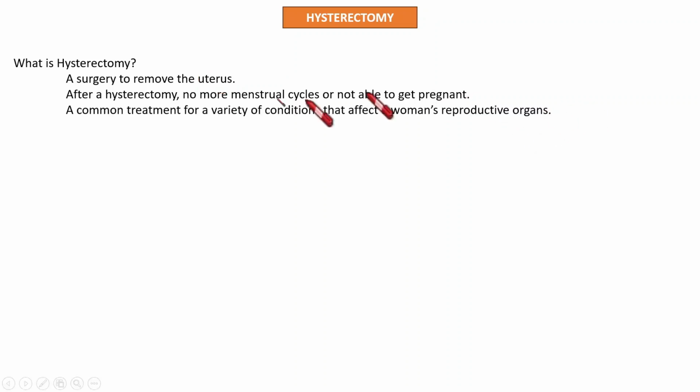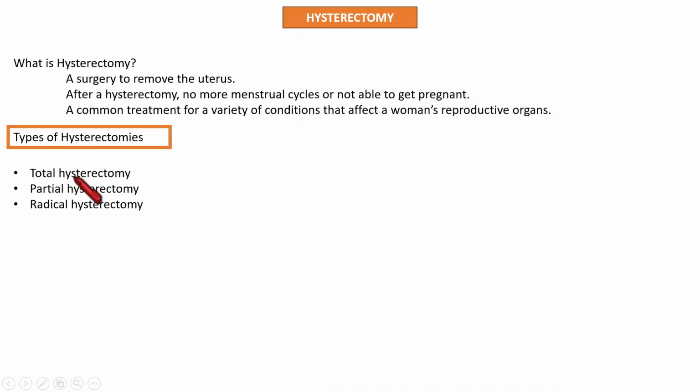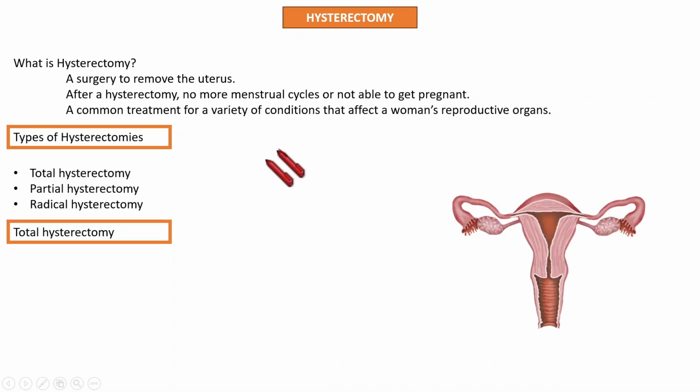Okay, so in which situations is a hysterectomy suggested? When a woman has some issues with her reproductive organs, some diseases happening to her reproductive organs, in that situation, hysterectomy is suggested. There are different types of hysterectomies present, like total hysterectomy, partial hysterectomy, and radical hysterectomy.